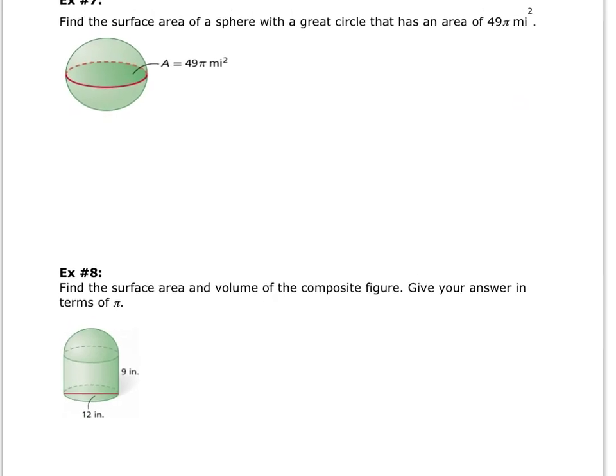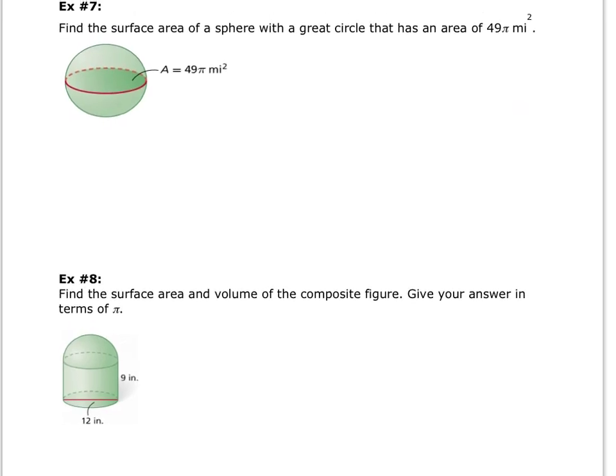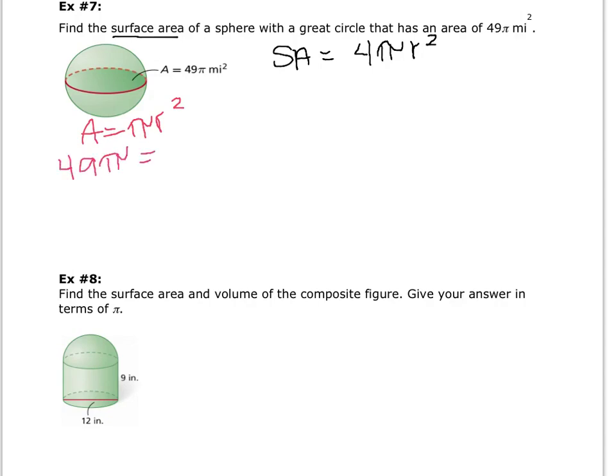One problem dealing with this great circle I talked about earlier. It says here, find the surface area of a sphere with a great circle that has an area of 49 pi. I'm trying to find surface area, so I'm going to start there so I know what numbers I need. So I need 4 pi r squared. So I need radius. Now, if that's my great circle, that is basically a circle. And if I know the area of that circle, I can say, well, area of a circle is pi r squared. And if my area is 49 pi, I can set that equal to pi r squared. And now I can solve for r.